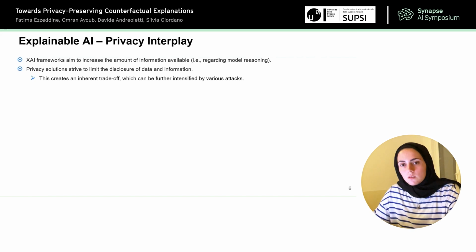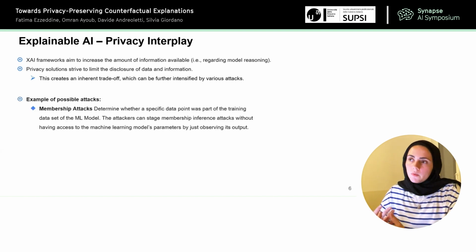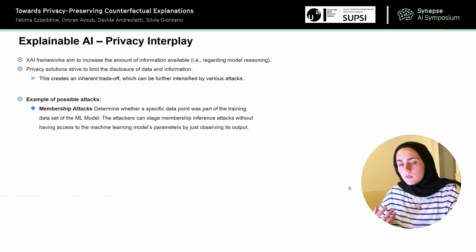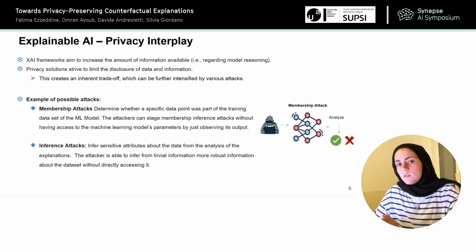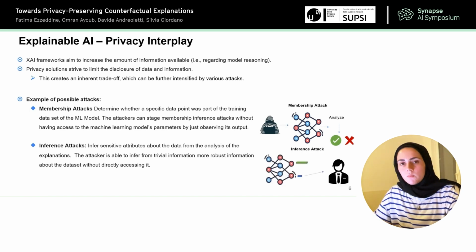And there are different acts that discuss this privacy requirement, like the GDPR and many other acts, and this causes a trade-off: we want to explain our model, and we want to hide information as much as we can to not leak any information or any property about our data. Specifically, these types of explanations are being used by various attacks to attack machine learning models and to extract information from them. An example of possible attacks is the membership attack. It's an attack that can determine whether a specific data point was part of the training dataset of the machine learning model that we have.